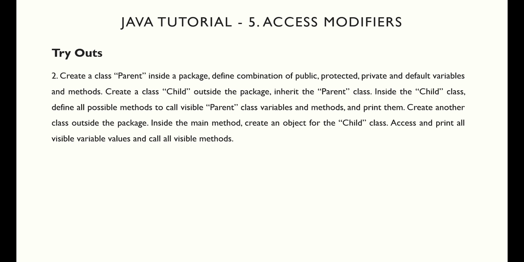2. Create a class Parent inside a package. Define a combination of public, protected, private, and default variables and methods. Create a class Child outside the package. Inherit the parent class. Inside the child class, define all possible methods, access all visible parent class variables and methods, and print them. Create another class outside the package. Inside the main method, create an object for the child class. Access and print all visible variable values and call all visible methods.